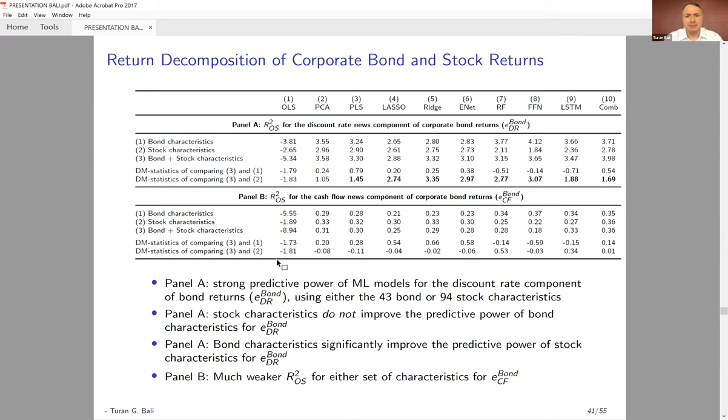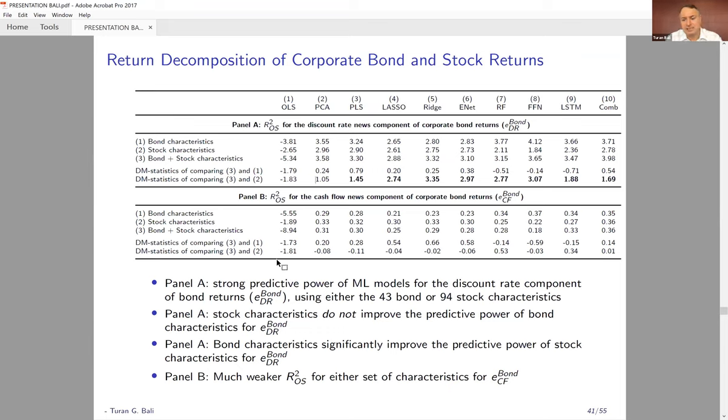So there are too many numbers here, but in the interest of time, let me try to summarize. Here you can see the discount rate news component of bond returns is predicted by bond characteristics and stock characteristics. But again, stock characteristics do not add much to the predictive power of bond characteristics. Essentially, both bond and stock characteristics perform very poorly in predicting the cash flow news component of bond returns. So the main takeaway is bond characteristics are largely discount rate predictors. They predict the discount rate news component of bond returns.